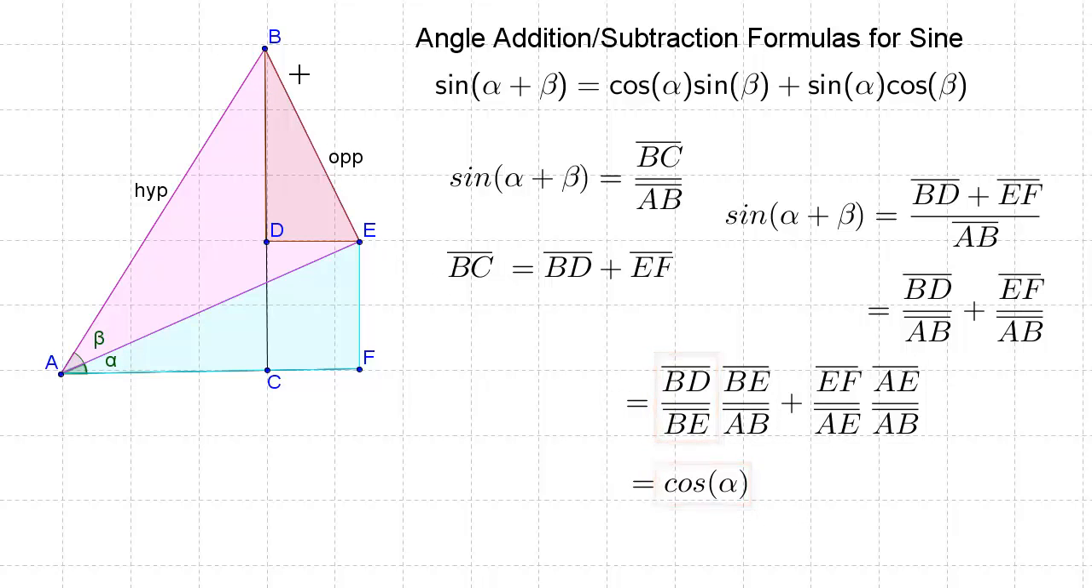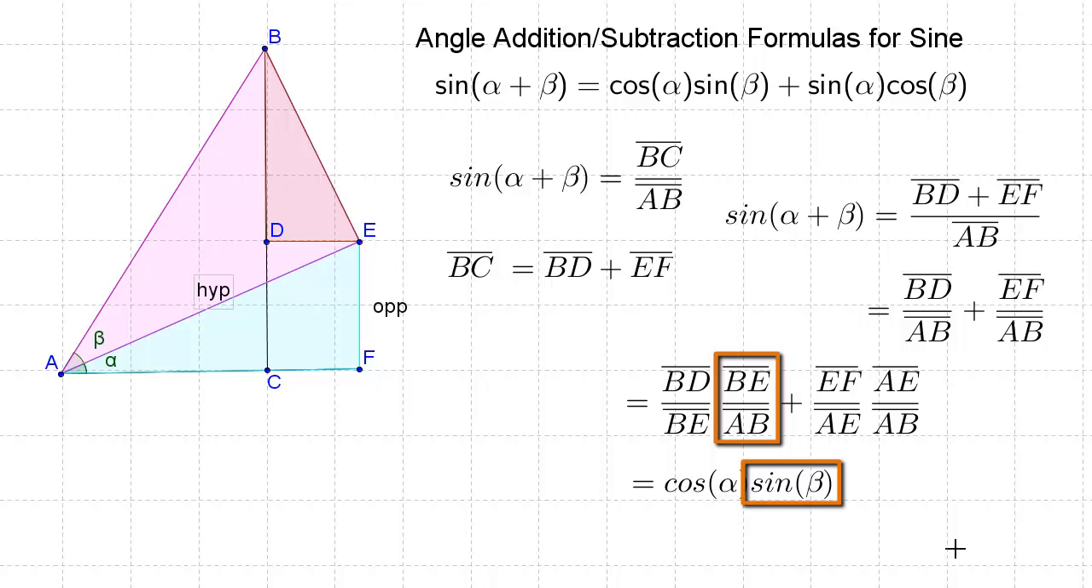Well, the second ratio, BE over AB, is easier to see. BE is the opposite side of this large pink triangle. AB is the hypotenuse. Opposite over hypotenuse is sine. It's the sine of angle B, angle beta. So BE over AB is the sine of beta. So we've taken care of these first two terms. Let's work on the last two.